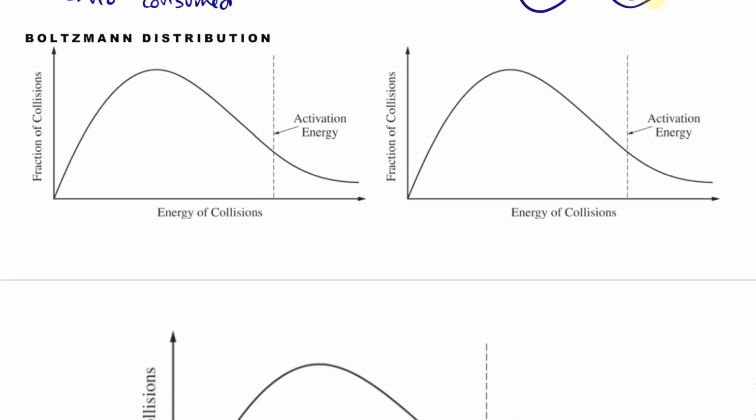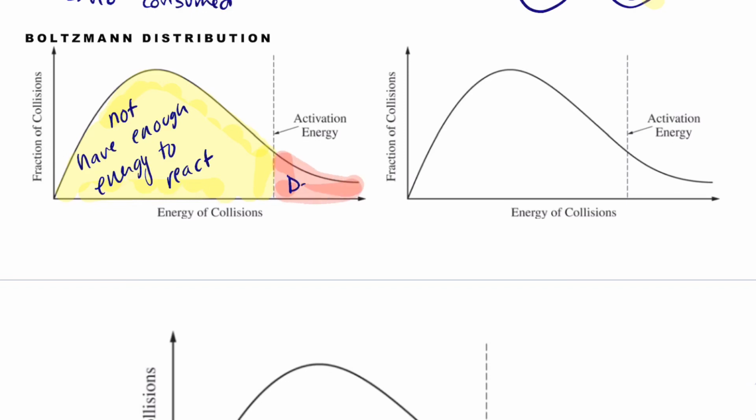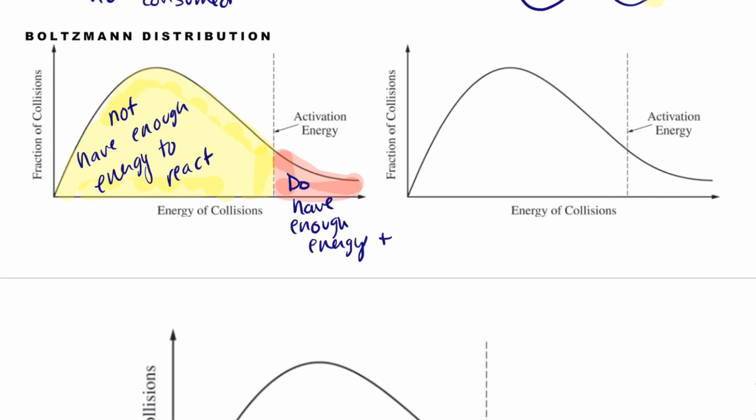Okay, Boltzmann distribution curves. These are common in AP Chemistry, and here's what you want to know about them. Let's say I've got an area here, and then I'm going to stop it right at the activation energy line. And what this represents is the particles that do not have enough energy to react. And then I could also look at these molecules here, and these do have enough energy. Okay, so it's important you know how to read this graph.